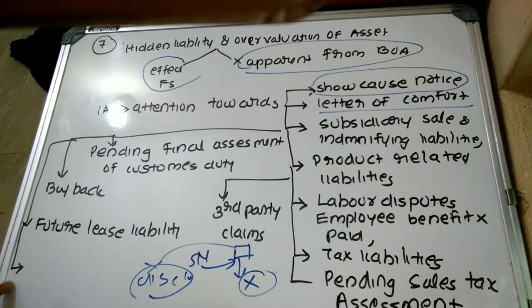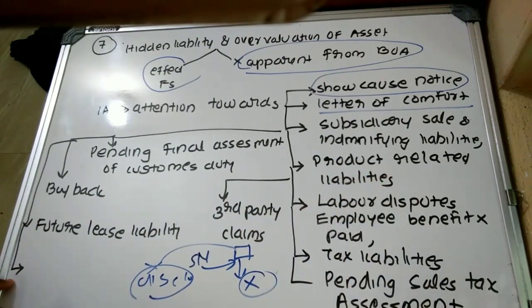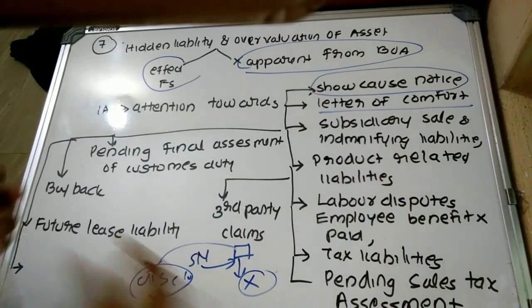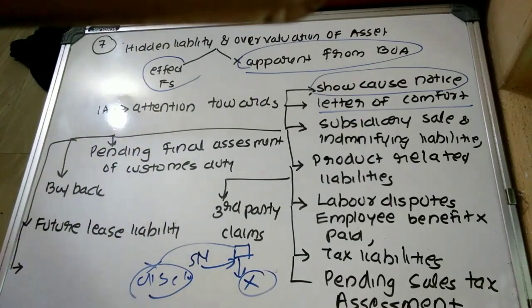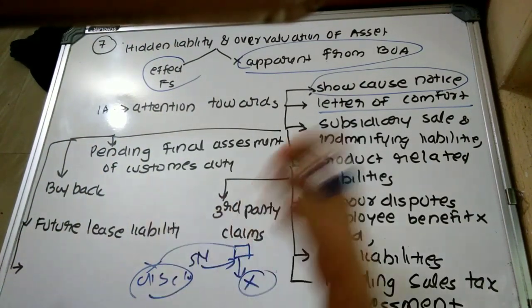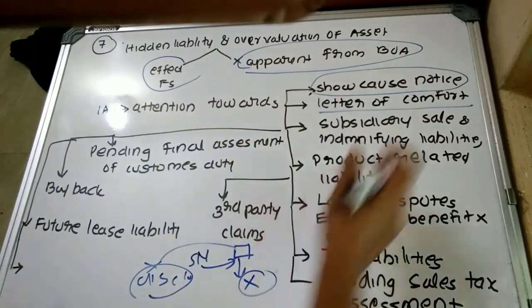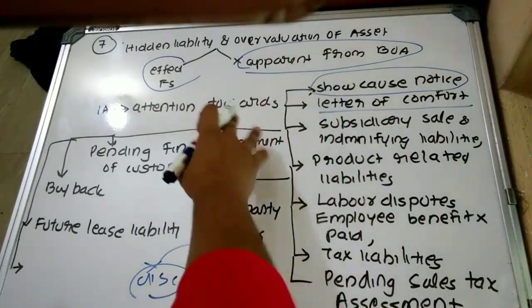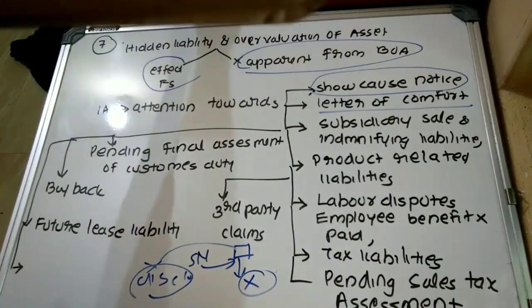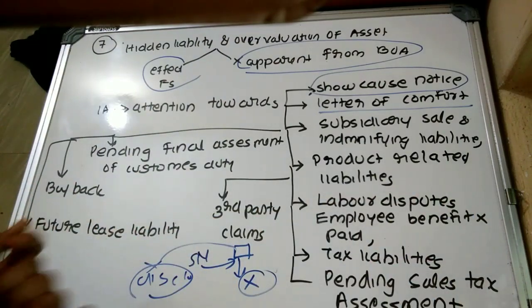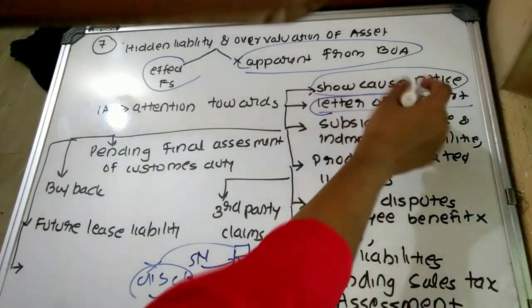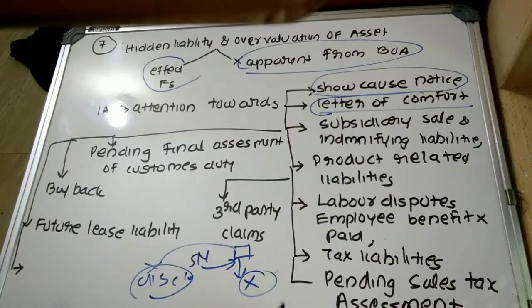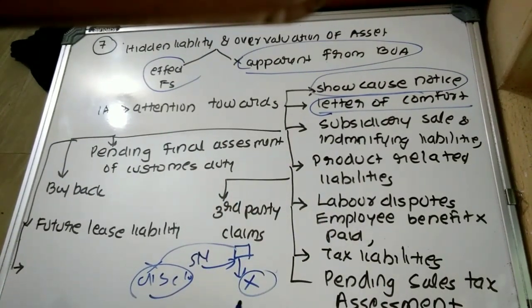Actually, letter of comfort is not similar to a guarantee which has been provided by the company. The company may have given a letter of comfort to the bank, and they have not disclosed the same. This is not a guarantee. So the letter of comfort which has been provided by the company is not disclosed in the books of accounts.